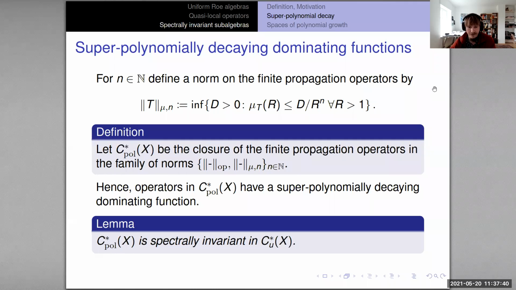which is very nice because this means that if you have a finite propagation operator, and you consider a resolvent of it, then this resolvent will always lie in this Fréchet subalgebra. So you always have information about the resolvent, which is more than just that it's also in the uniform Roe algebra.